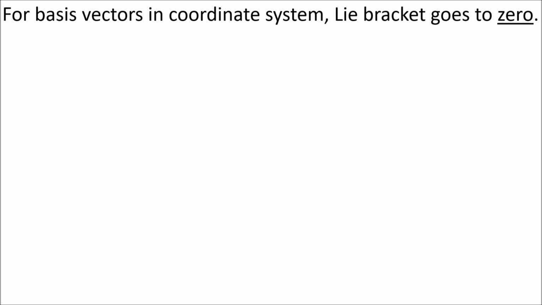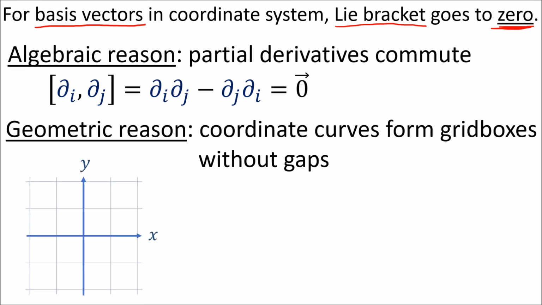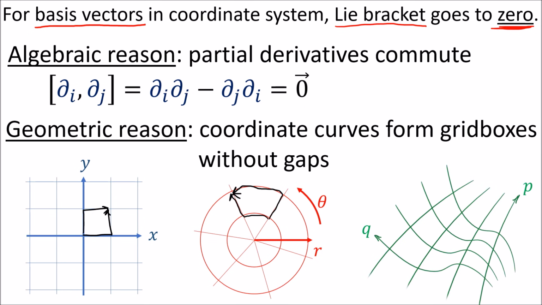One thing to note is that if the Lie bracket vectors are given by basis vectors from a coordinate system, then the Lie bracket always goes to 0. Algebraically, this is because the order of the partial derivatives doesn't matter. And geometrically, this is because the curves in a coordinate system always form nice closed grid boxes without any gaps at the corners. Since there's no gap, this indicates the Lie bracket is 0.